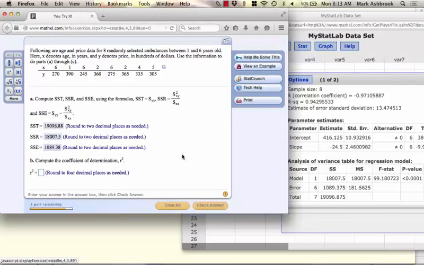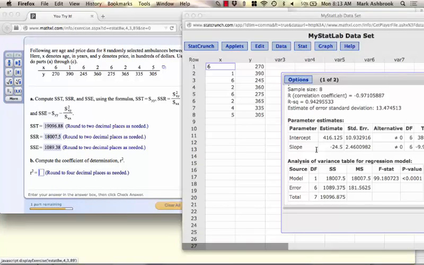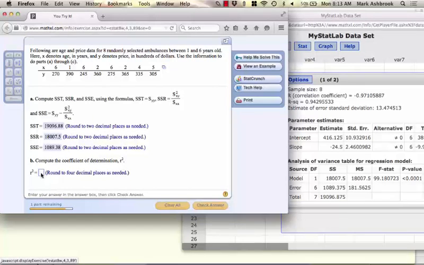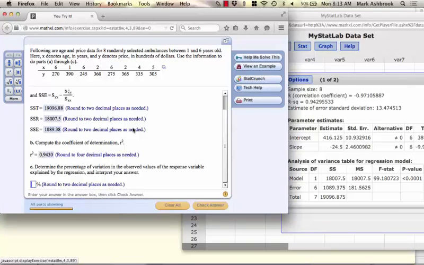Okay, compute the coefficient of determination. That's our R square right here. To 4 decimal places, 0.9430. So that is giving us the percent, the percent of the variation of the observed values of the response variable explained by regression. So 94.30.